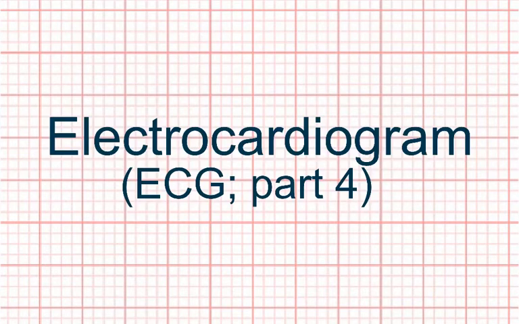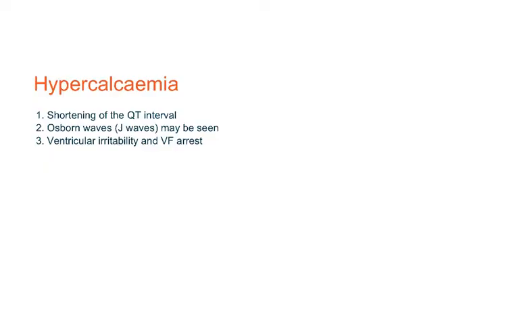Hello everyone. In this lecture, we will discuss ECG features of some electrolyte disturbances. So first is hypercalcemia. The main ECG abnormality seen in hypercalcemia is shortening of the QT interval. In severe hypercalcemia, Osborn waves or J waves may be seen. Ventricular irritability and ventricular fibrillation causing cardiac arrest has also been reported with extreme hypercalcemia.